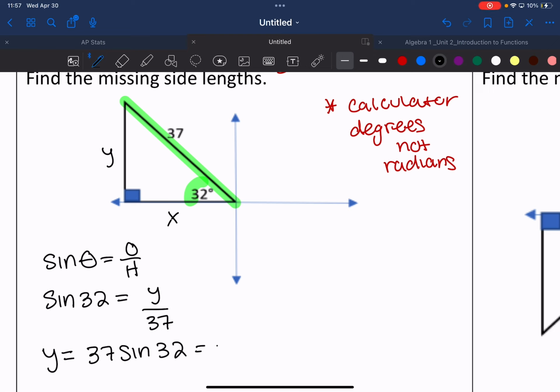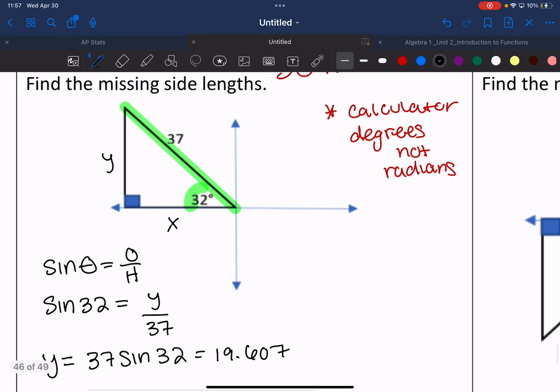So this is 19.607. If you get a length that is different than 19, so if you get like 20 point something, that means your calculator is in radians. So make sure that it's in degrees. Okay. So we now found y, and y is 19.607. It is the length of side y. Okay. Now we need to find x.